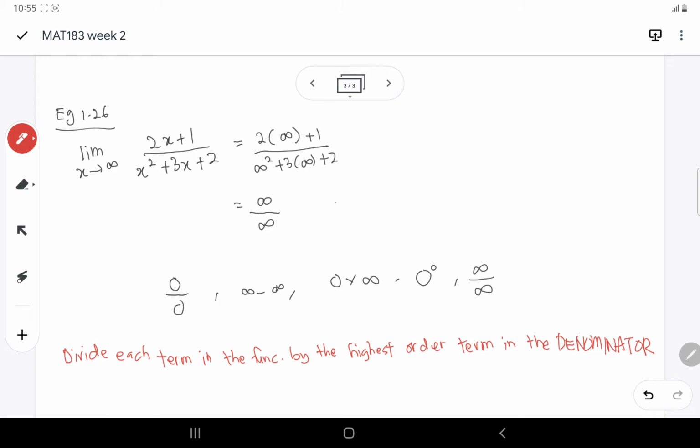Okay, this method will be used for any limit at infinity where we get the answer of indeterminate form. So we need to do this method. You have to divide each term in the function by the highest order term in the denominator. Meaning that the first step is you have to look at your denominator. So for this function, our denominator is x square plus 3x plus 2. Denominator is the lower part of the fraction. So you look at our denominator, what is the highest order of the term? So for this question, the highest order is order 2. Order 2 is the highest order in our denominator.